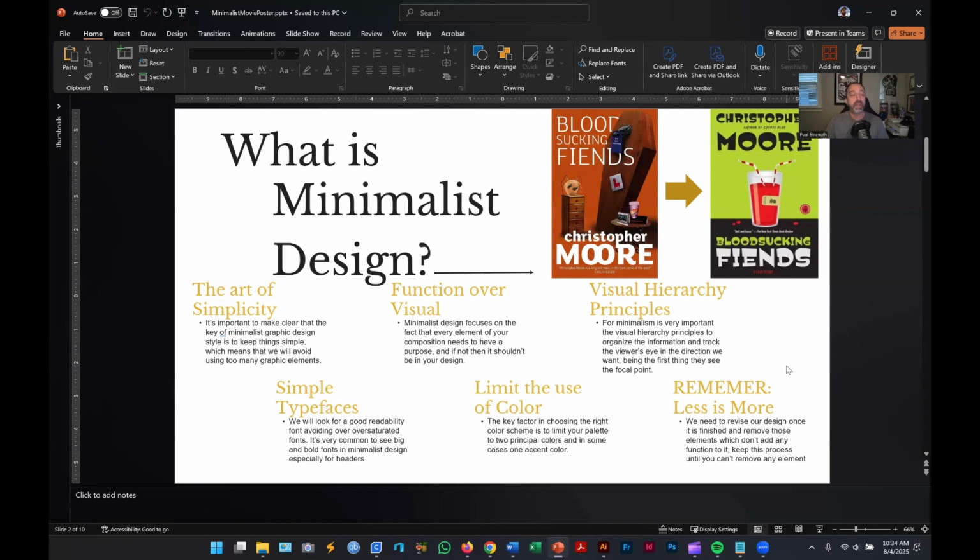All right. And then remember, this is something that's super important. I want you all to tattoo, as one of my instructors said back in the day, I want you to tattoo it on the inside of your eyelids. Less is more. The less you put there, the more your message is going to get across. So we don't need a whole lot of stuff to distract the reader. We just want the reader to get the message, okay? We need to revise our design once it is finished and remove those elements which do not add any function to it. Keep this process going until you can't remove anything else, until you get to the very minimal that still conveys the design.